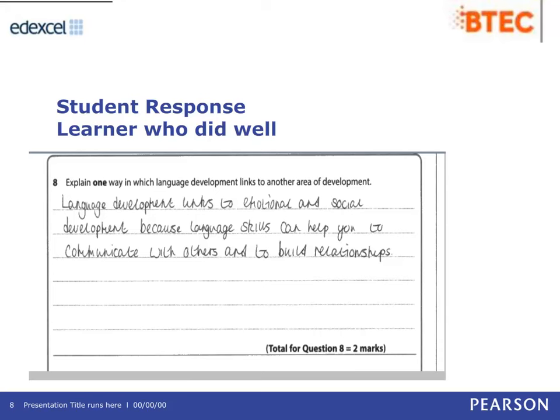This is an example of a response to question 8, for which the learner has been awarded 2 marks. The learner has correctly identified that emotional and social development links to language development and has provided an appropriate link to build relationships.